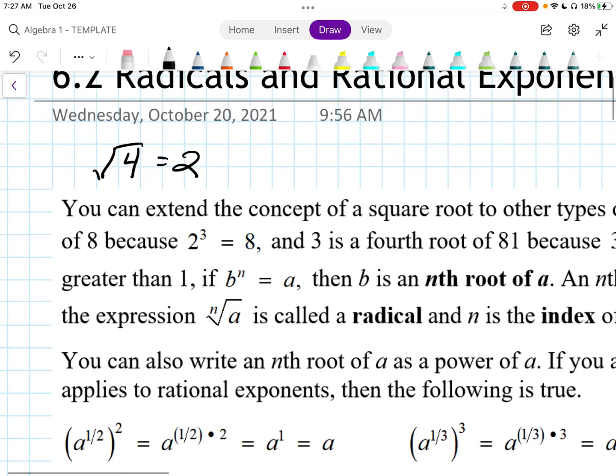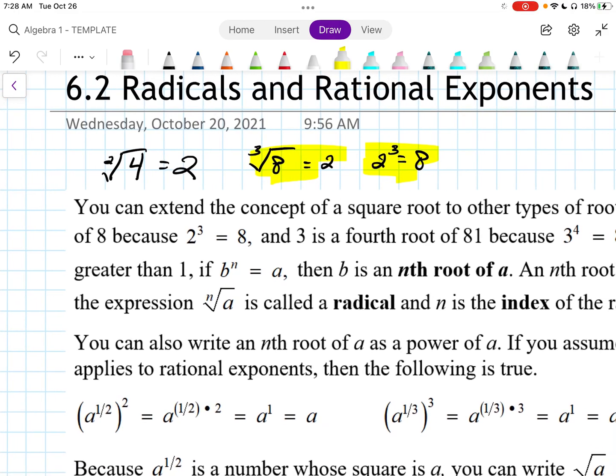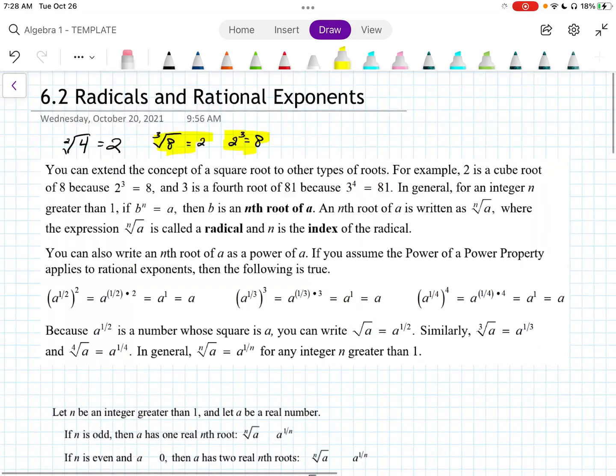Because the square root is so important and so normal, we never put the little 2 there to say that it's a square root. But there's an understood 2 there saying it's the square root. We could have a cubed root of, we'll say, 8, and that's asking what number multiplied by itself 3 times would be 8, and that would be 2, right? Because 2 cubed is 8, right? These two are very similar statements, okay? So we extend the concept of the square root to other kinds of roots.